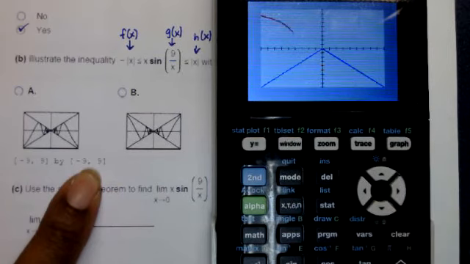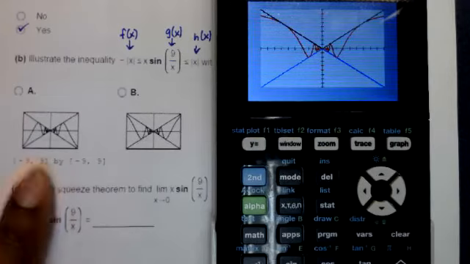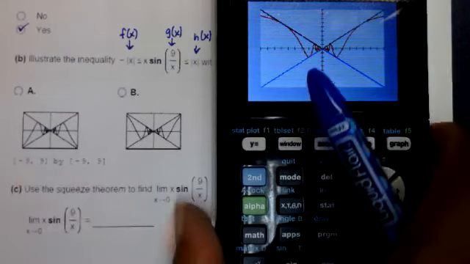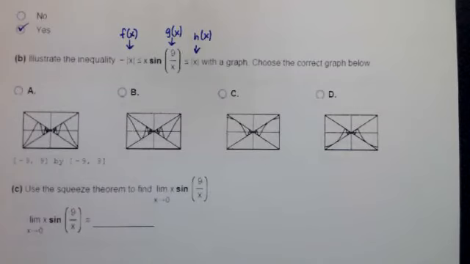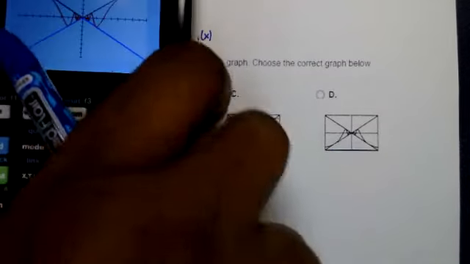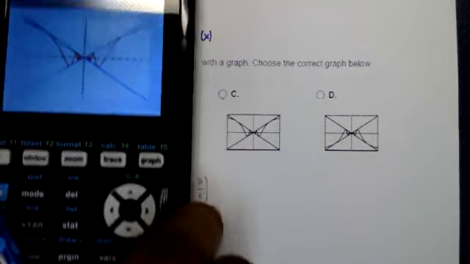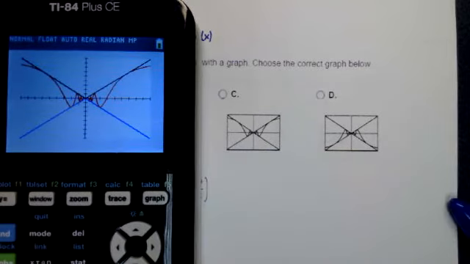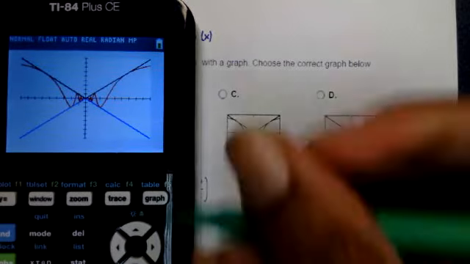That's the first one, negative absolute value of X. This one is y equals x times sine of 9 over x. And the other one at the top is the absolute value of X. That's what the graph looks like. So you just have to select which one of these choices that you see here fits this. And as you can see here, it's going to be this answer choice right here.